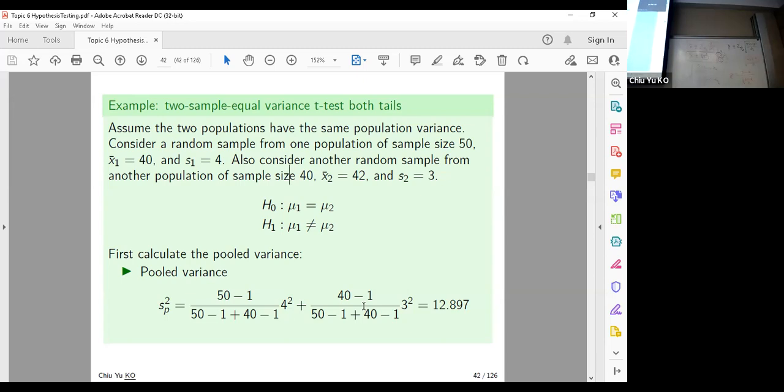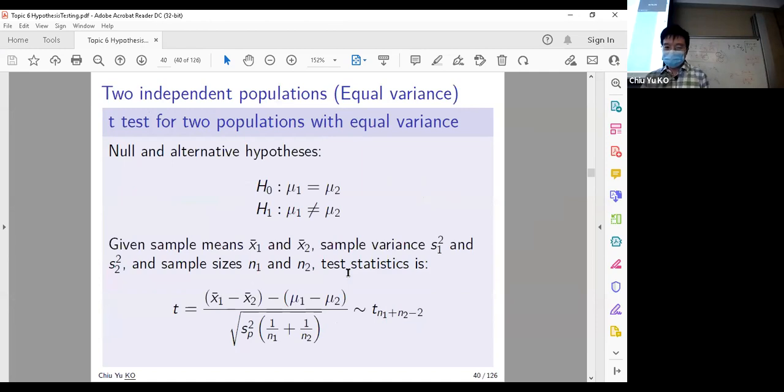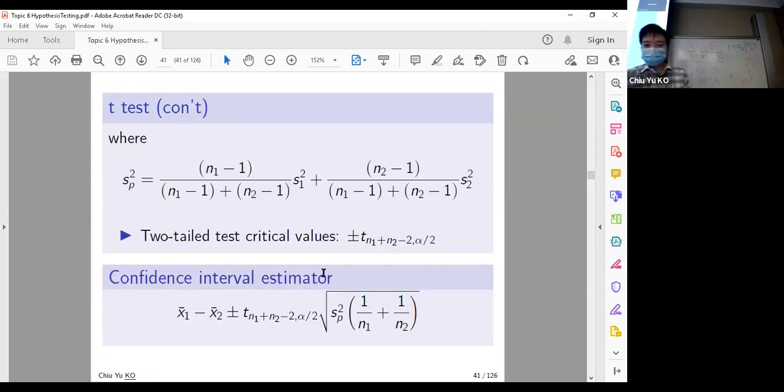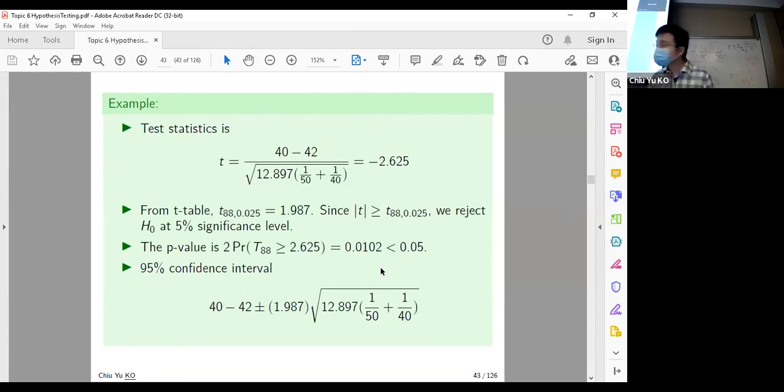Once you have the pooled variance, you can calculate the test statistic. How to get that? Let's go back to the formula. We have this 12 point something. Just put in 50, 40, and we say that the difference is 0. Just take the difference between the two means. Mu1 minus mu2 is 0. X1 bar is 40 and X2 bar is 42, so it's 40 minus 42 over that complicated term. It turns out to be negative 2.6.